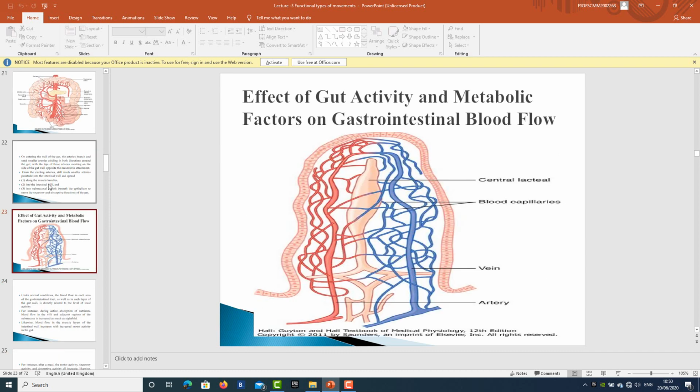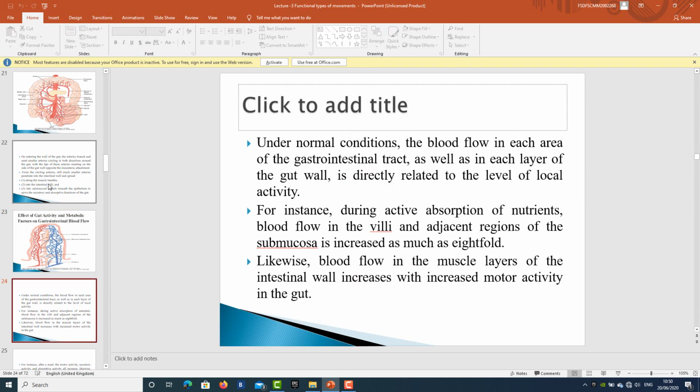See, the effect of gut activity and metabolic factors on gastrointestinal blood flow. Under normal conditions, the blood flow in each area of the gastrointestinal tract as well as in each layer of the gut wall is directly related to the level of local activity. Like during active absorption of nutrients, the blood flow in the villi and adjacent regions of the submucosa can increase up to 8 times.